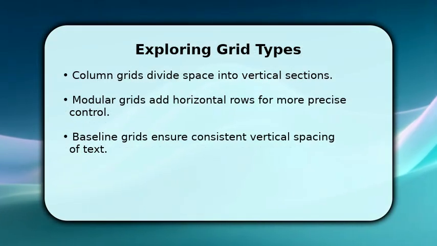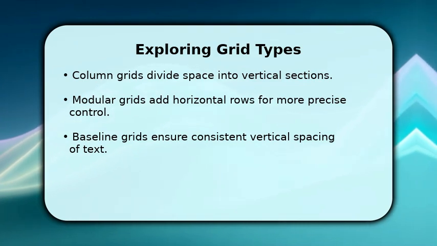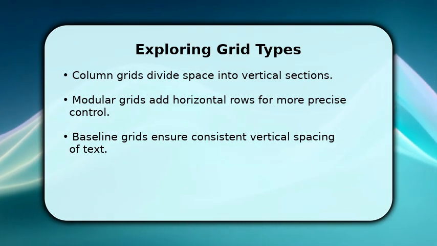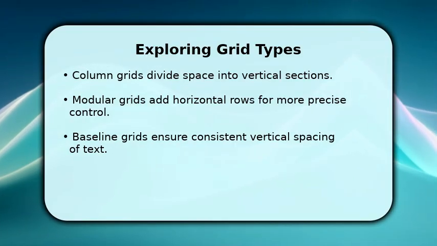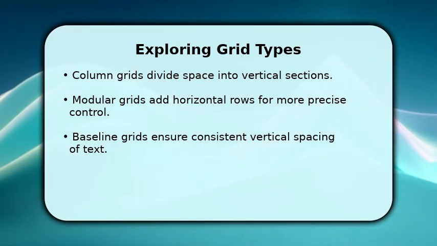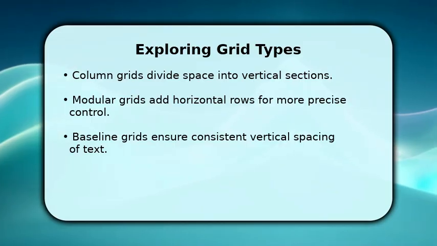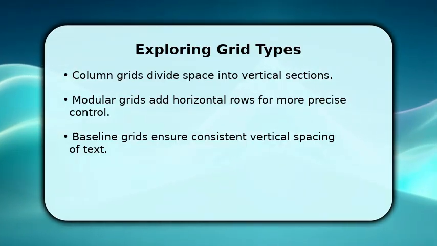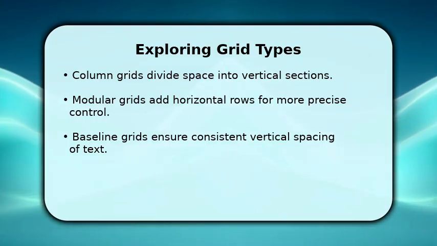There are several types of grids, each serving a unique purpose. Column grids, for instance, are excellent for dividing your layout into vertical segments, often used in web design. Modular grids take this a step further by adding horizontal rows, creating a matrix for highly organized content. Then, baseline grids ensure that all your text lines up perfectly, providing a consistent rhythm throughout your document.